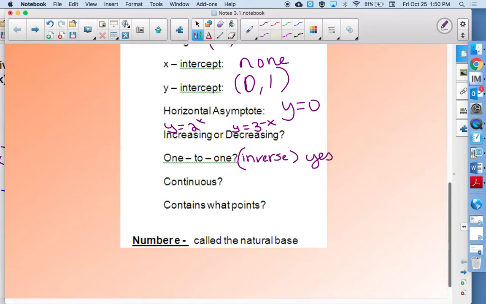Yes, it's a function. Are they continuous? Maggie? Yeah. There aren't any poles. There aren't any asymptotes vertically stopping the graph. And then they both have what point in common? 0, 1. They don't have any other common points, just at 0, 1. Questions? Not so bad graphing them.